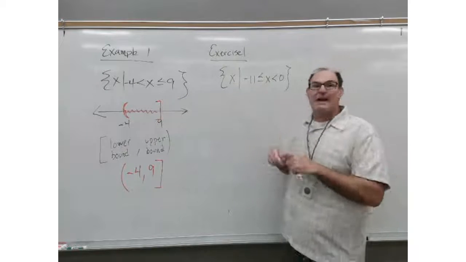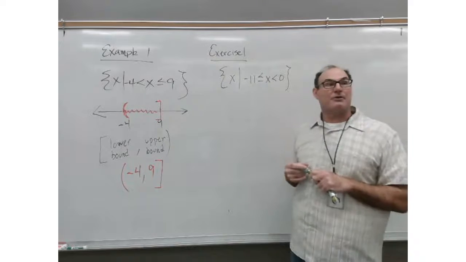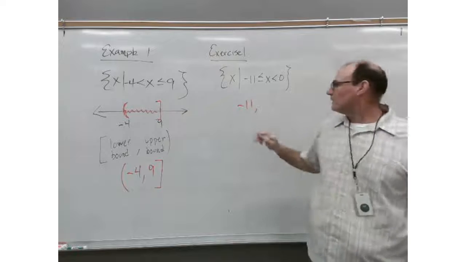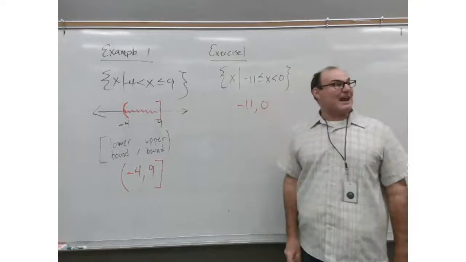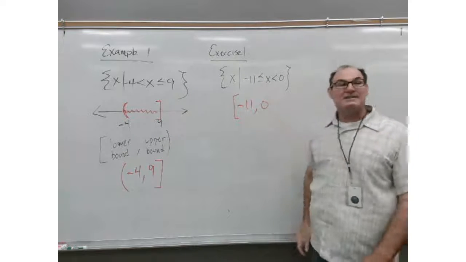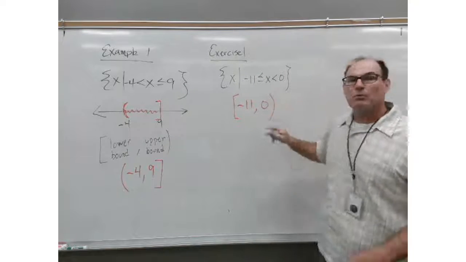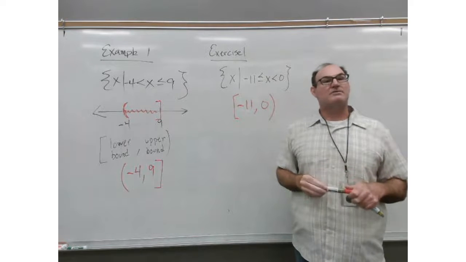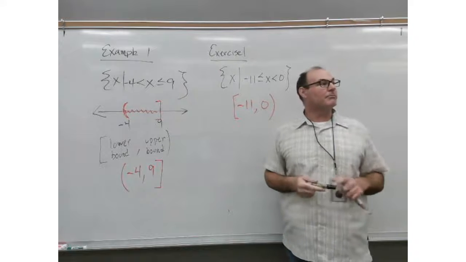So on my interval that's described here, what's the lower bound of this interval? What's the upper bound? What am I going to put at the -11 end? There's equality, so I put a bracket. What am I going to put at the 0 end? Perfect, well done. Yes? Lower bound, upper bound, that's just the lowest number. Lowest value, highest value. Yeah, exactly. That's probably a better way to say it.